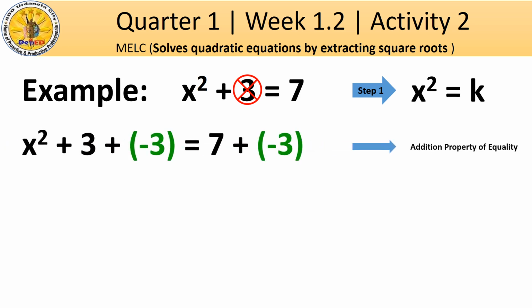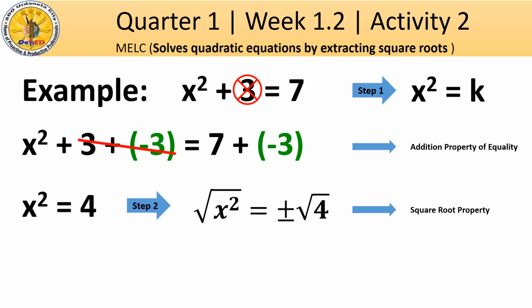Let's add negative 3 to both sides of the equation to remove 3. So 3 will be terminated and then add like terms. And it will become x squared equal to 4. Ayan, tapos na tayo sa step 1. Step 2, square root both sides of the equation. The square root of x squared is x, and the square root of 4 is positive negative 2. So the answer is x equal to positive negative 2.